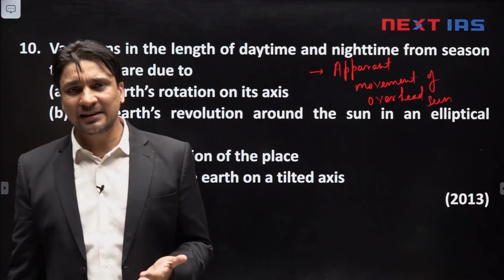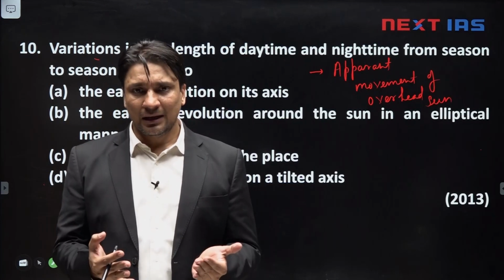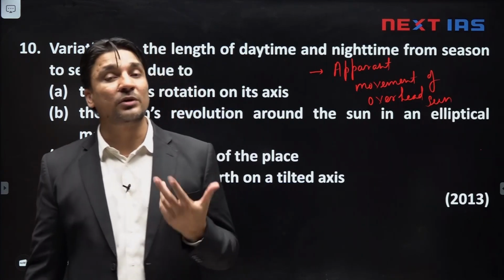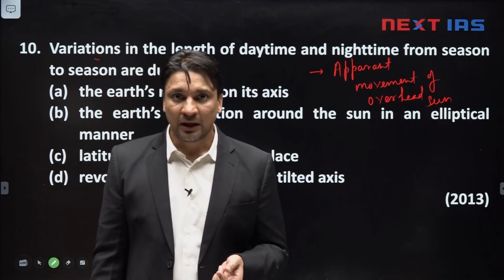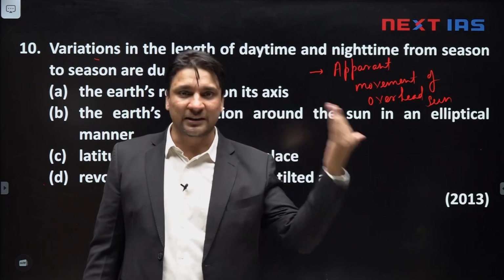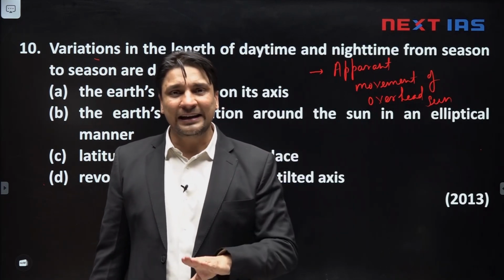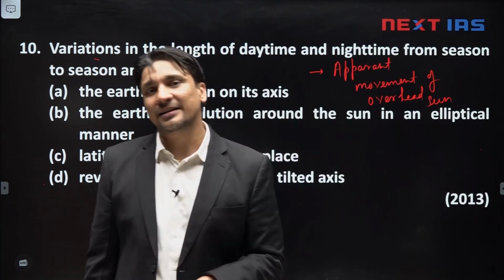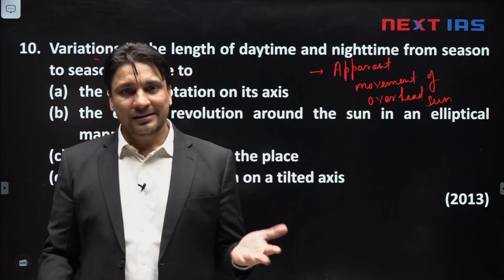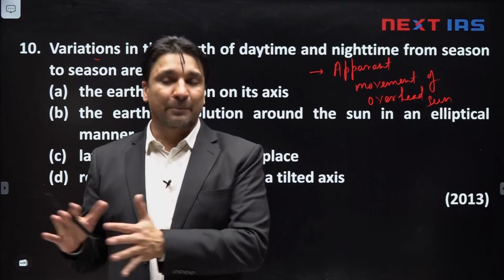During summer solstice, that is on 21st June, sun rays fall vertically over Tropic of Cancer, that is 23.5 degree north latitude. That's why there are longer days and shorter nights in northern hemisphere and longer nights and shorter days in southern hemisphere. Correct? On 22nd December, sun is vertical at Tropic of Capricorn.